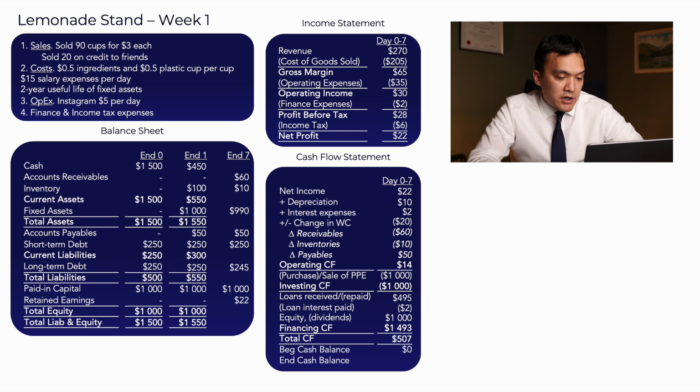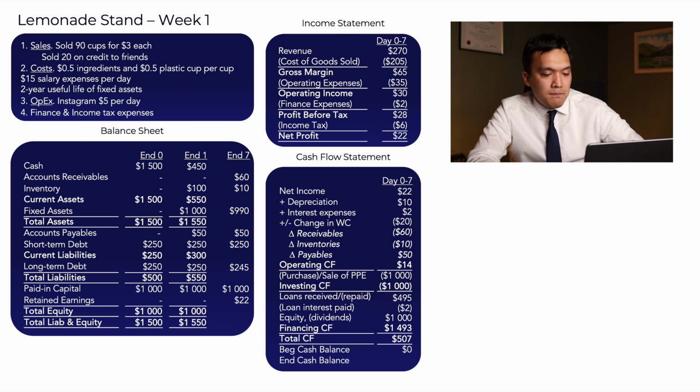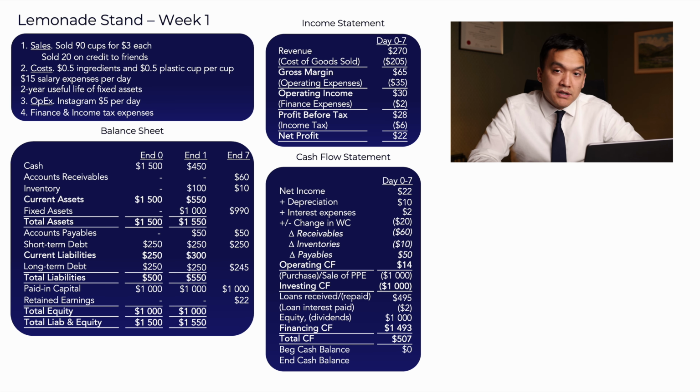So now we have a total cash flow of $507. This is operating cash flow plus investing plus financing cash flow. So our beginning cash balance was $0 at the beginning of the period. So $0 plus $507, we have $507 at the end of the period. So we see on the balance sheet we have $507 of cash.